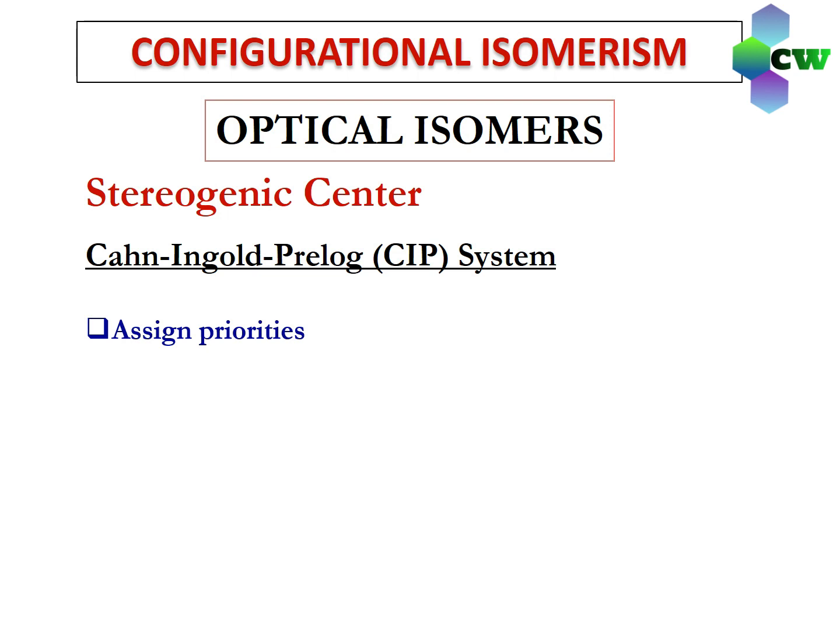Priorities are assigned in decreasing order of atomic number. So we have a carbon atom, a stereogenic center, which has 4 different groups attached to it, and we rank all of them, all the 4 atoms, in decreasing order of atomic number. The one having the highest atomic number will be ranked as priority number 1, and the one having the least atomic number will be assigned as priority number 4.